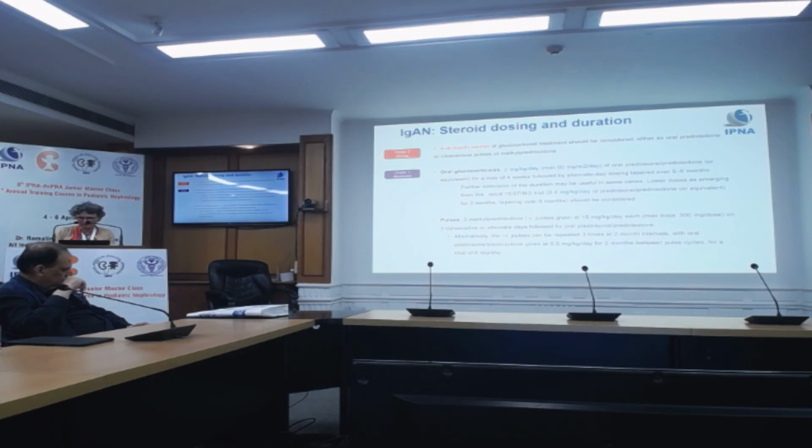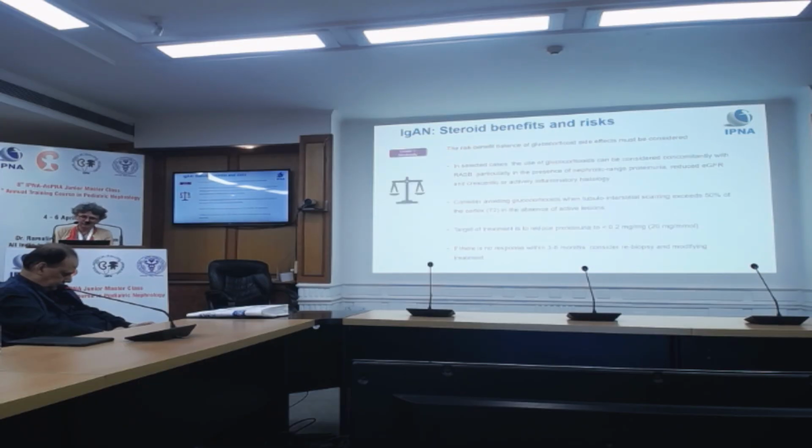15 milligrams per kilogram per day, over 3 consecutive or alternate days, and then you follow with oral prednisone or prednisolone, or you can give only the boli 3 times at 2 month intervals. So this is just based on old evidence that was published in adults. But we also wrote, okay, we have to consider the risk-benefit balance of glucocorticoid side effects in these children, given the fact that the evidence for the use of glucocorticoids is so scanty.